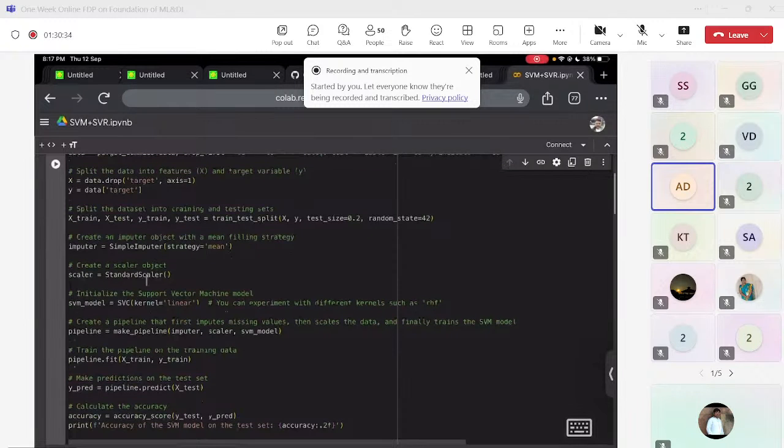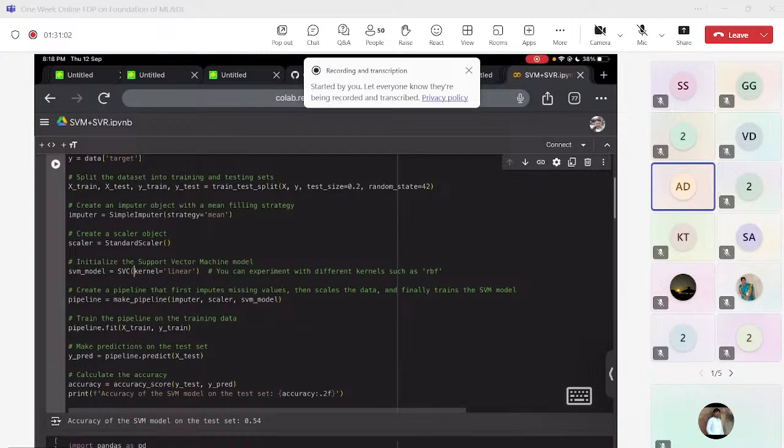Then scaling. Scaling is very important, because if two different features are on different scales, like one is between 0 to 10 and another is between 1000 to 10,000, then your model takes a lot of time to converge, or sometimes doesn't even converge. To avoid all these problems, it is always recommended to first scale your data into common scales. That is where the standard scaler comes in.